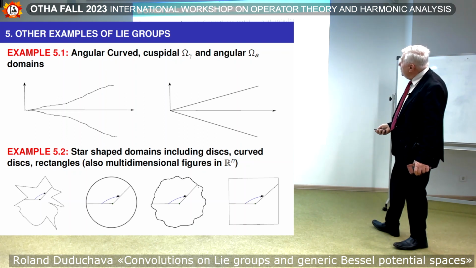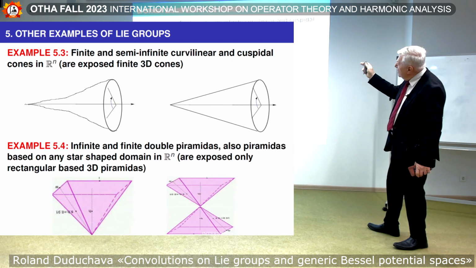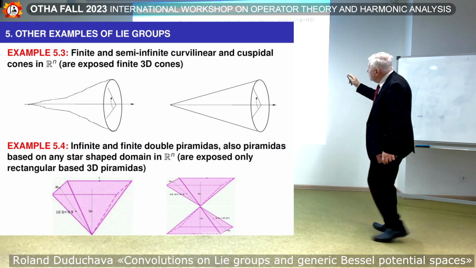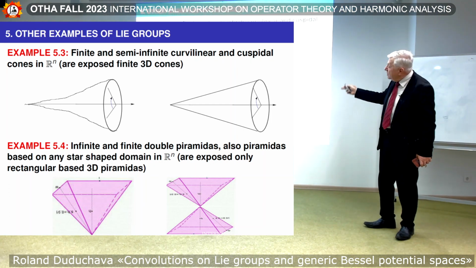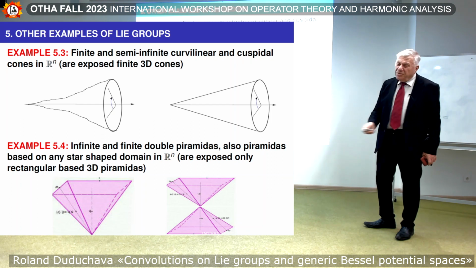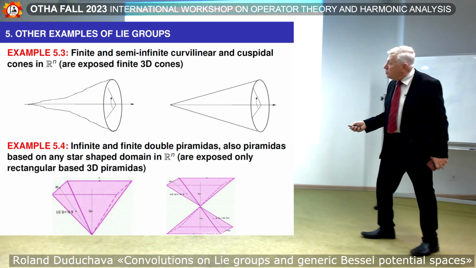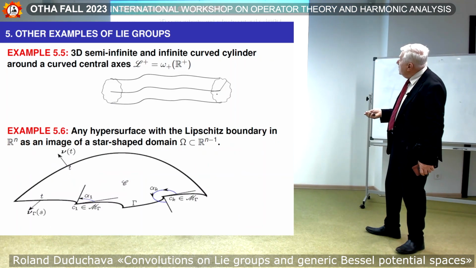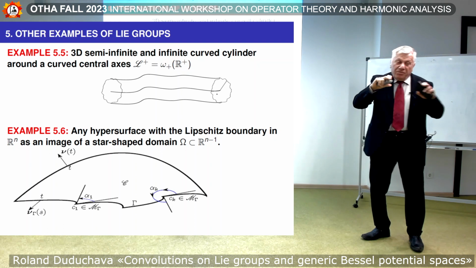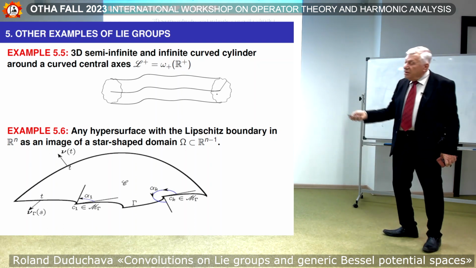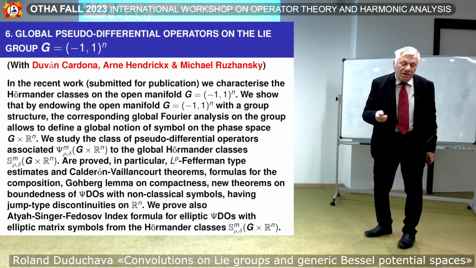Also, the next examples are particular cases of the star-like domains. There are cones, pyramids, they are also Lie groups. Pyramids, double pyramids, simple pyramids, half-infinite pyramids, finite pyramids, everything is a Lie group. And even surfaces. Well, waveguides, curved waveguides, they are also Lie groups, and surfaces with Lifshitz boundaries, they are Lie groups.